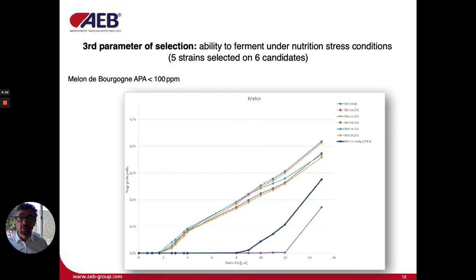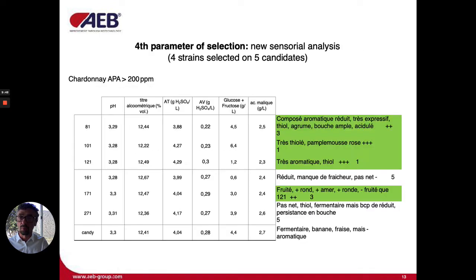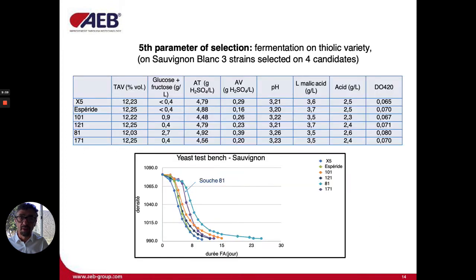Third parameter of selection, ability to ferment under nutrition stress condition. We want to make sure we don't need to add YAN, because what we're also going to see in the rest of the presentation, having more amino acid and less ammonium phosphate in our nutrient is key, but that's going to result in lower YAN addition. And so we need strains that are able to ferment with low yeast available nitrogen. So third parameter of selection. Fourth parameter of selection is again sensory analysis, and we selected 4 strains out of 5 candidates.